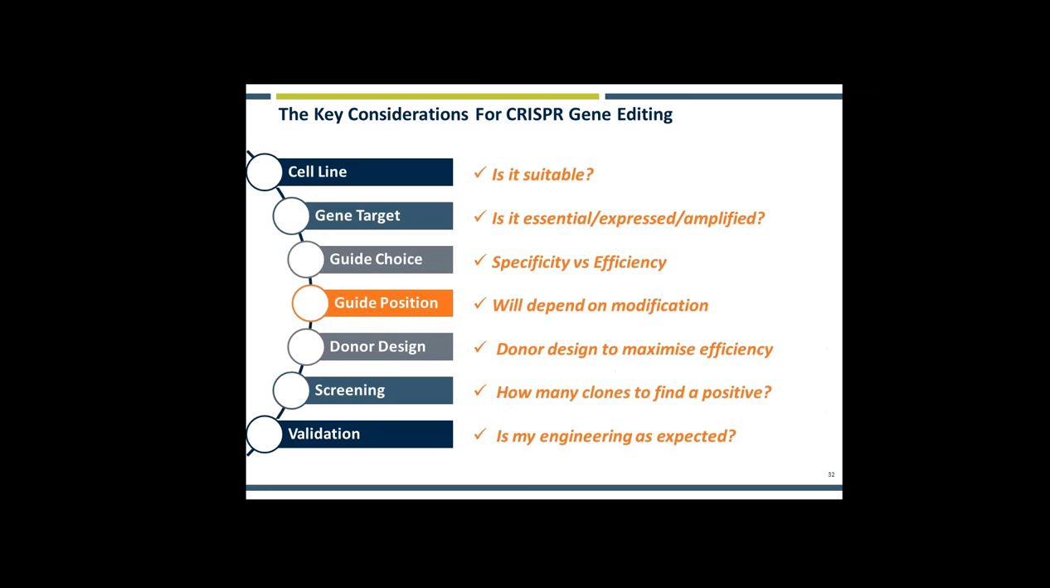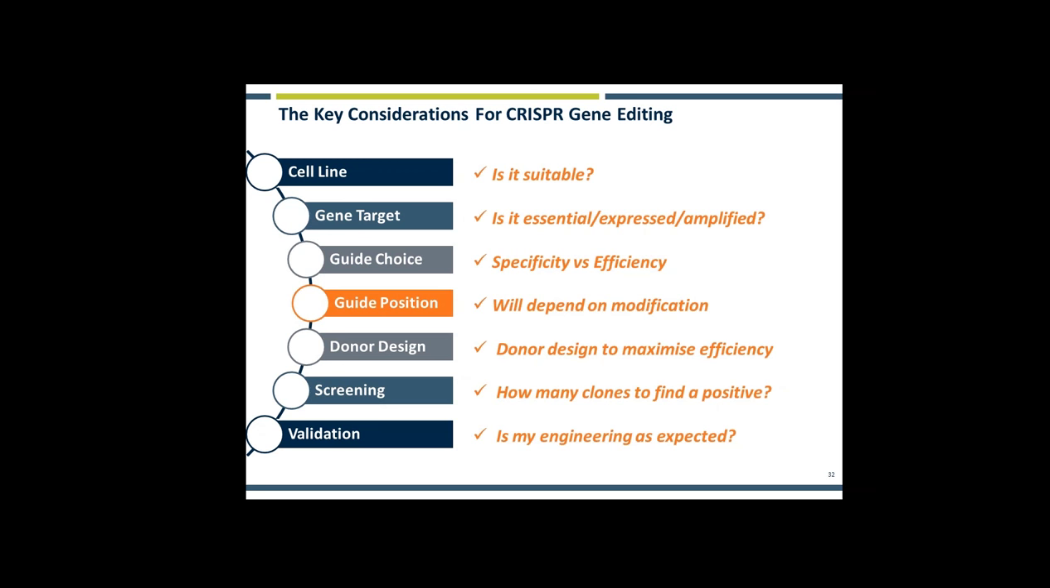Okay, so those are my seven key considerations for CRISPR genome editing. So just to summarize, the first one is your choice of cell line. So is it suitable for genome editing? Can you get the CRISPR reagents in? Can you single cell dilute it? Next, gene target. So is the gene essential? Is it expressed? Is it amplified? All of these things will impact the efficiency of your gene targeting.